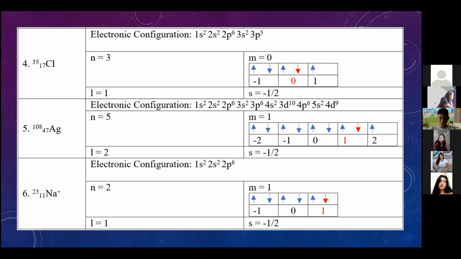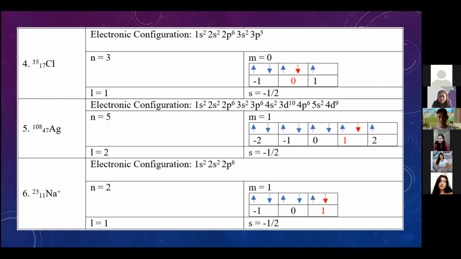We should have a total of 10 electrons in the orbital. So following the electronic configuration, we have 1s2, 2s2, and 2p6. If you add these 3, we have a total of 10. Now for the principal quantum number, again, the biggest number is 2, therefore n is equal to 2. For the angular quantum number, our last letter is P, and its value is 1, therefore L is equal to 1.